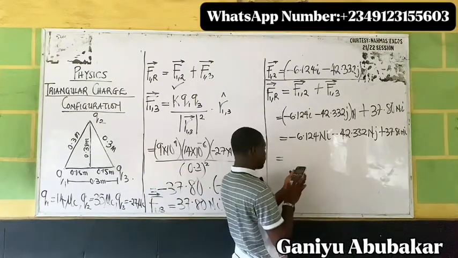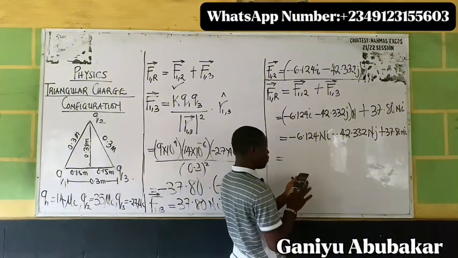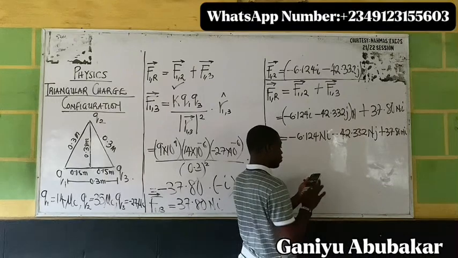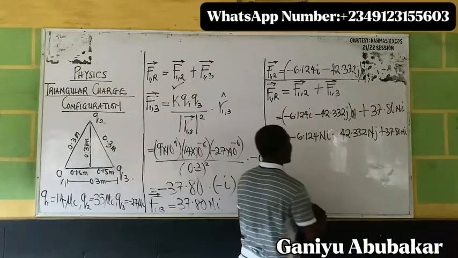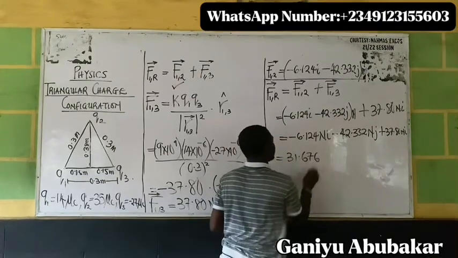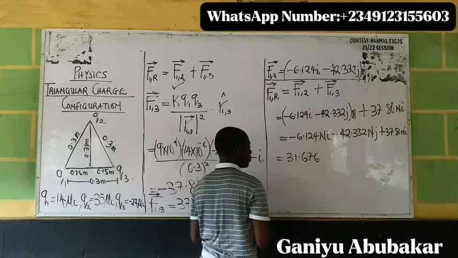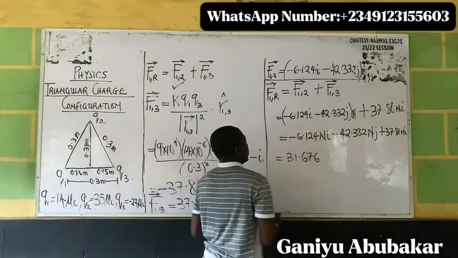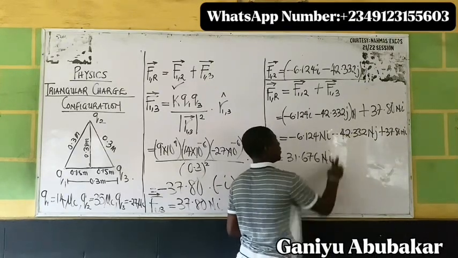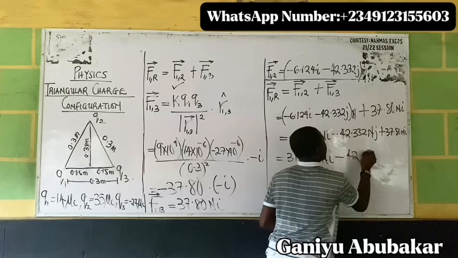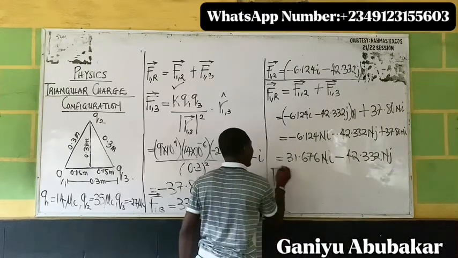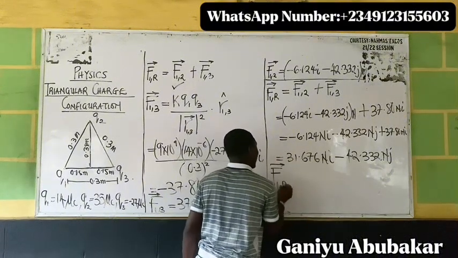Minus 6.124 plus 37.80. I have 31.676. 31.676 as the value for these two in Newton i, then minus 42.332 Newton j.